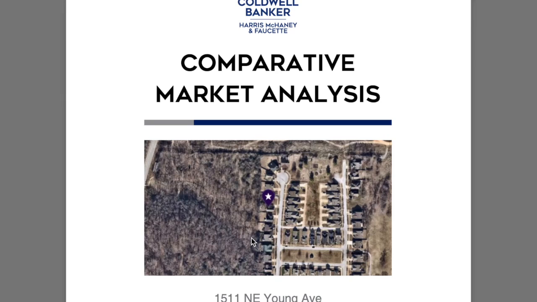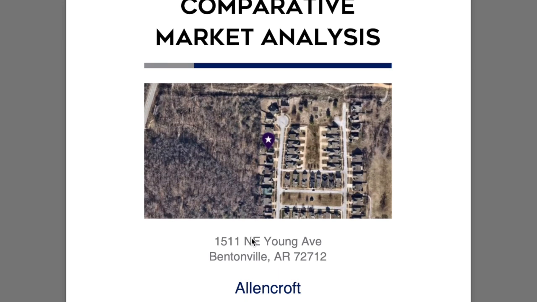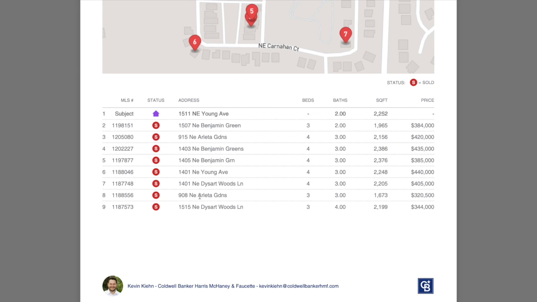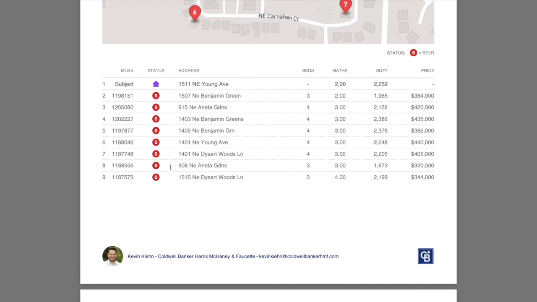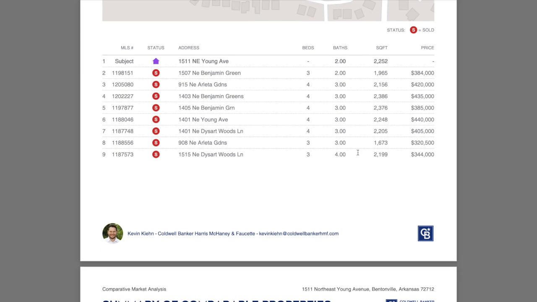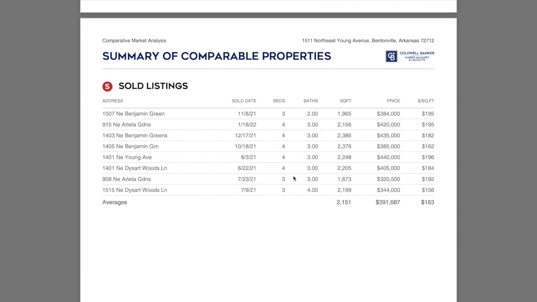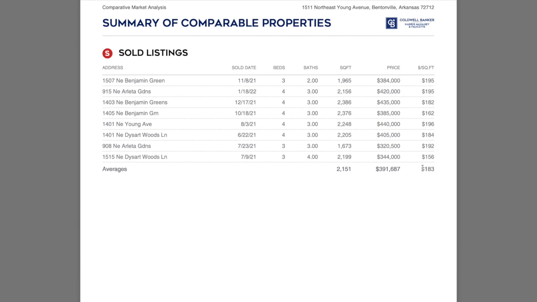So I actually did a CMA on my neighborhood where I live, Allen Croft in Bentonville, and I used it to walk you through what you'll receive if you want one of these from me on your home. So let's dive in. All right, so here is a CMA I did on my own neighborhood, Allen Croft. If you look at this, we have 8 houses that are sold out of the last year. We have a quick bed, bath column, square footage, and price. And if we go down here, let's give this a quick average price per square foot.